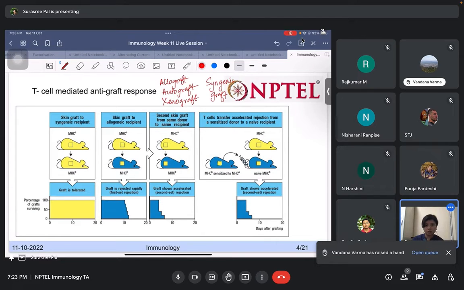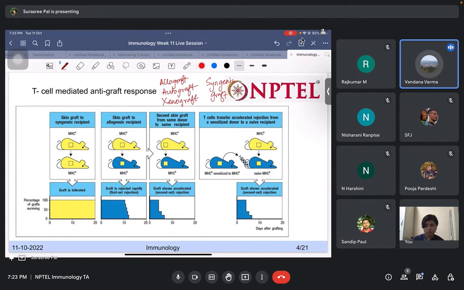Yes, Vandana, go on. Ma'am, allograft is when a tissue or organ is transplanted from one individual to another of the same species. Autograft is, say, for example, the skin is transplanted from feet to the face, in the same individual. Exactly. And xenograft is when the tissue or organ is transplanted between two different species. And syngeneic graft is similar to the isograft, that is transplanted between two identical twins.